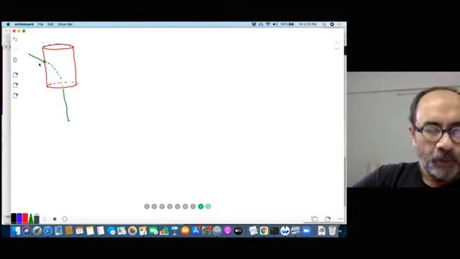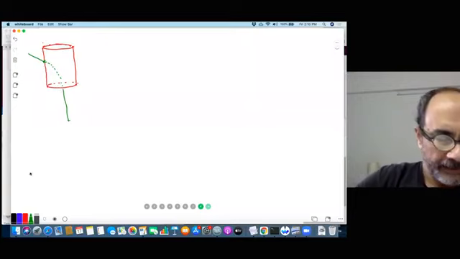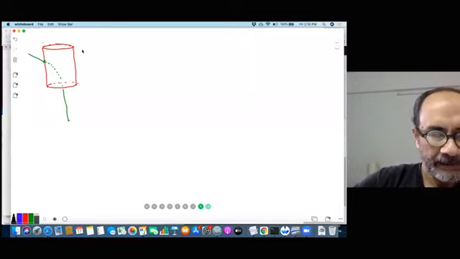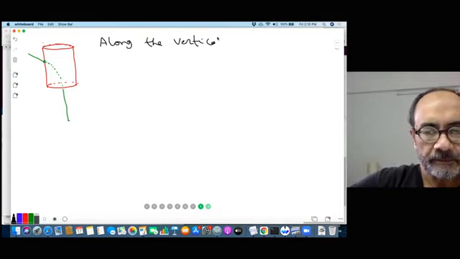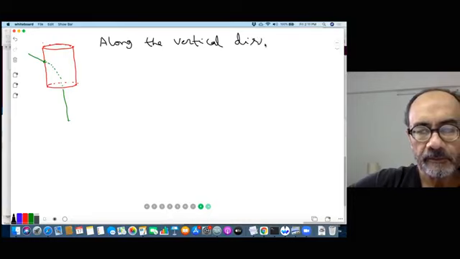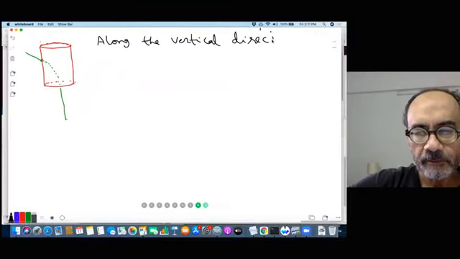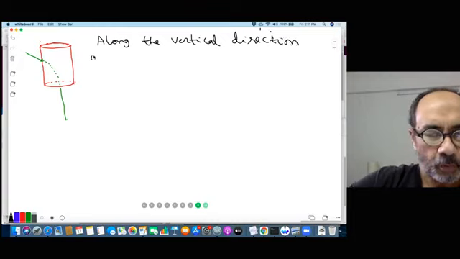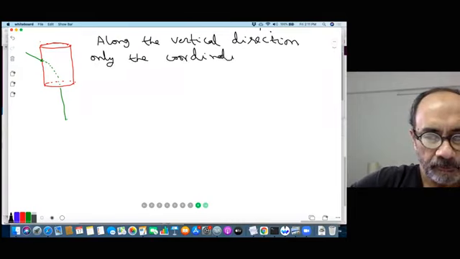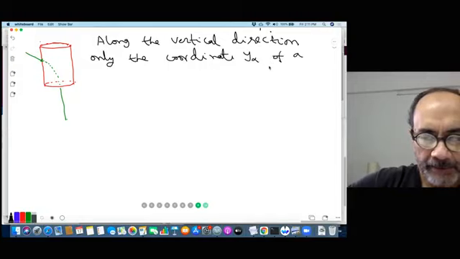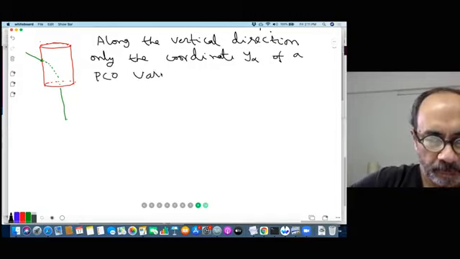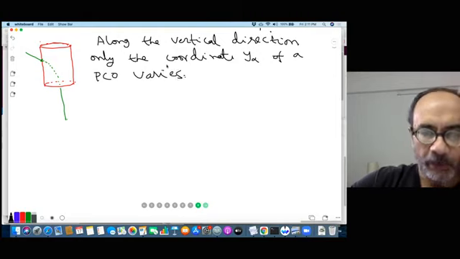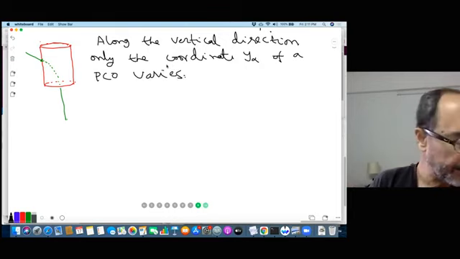Now, what is special about this vertical direction? That's what will help us get around the problem with spurious poles. Along the vertical direction, only the coordinate y alpha of a PCO varies. Nothing else changes. Local coordinates remain fixed. The coordinates of all the other PCOs remain fixed.